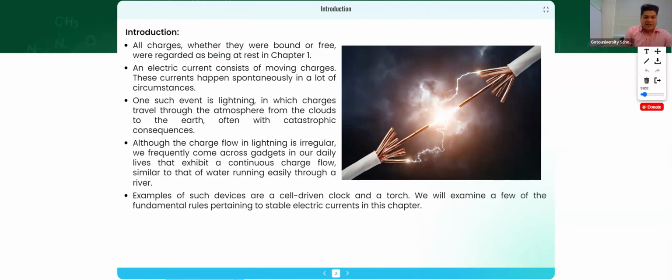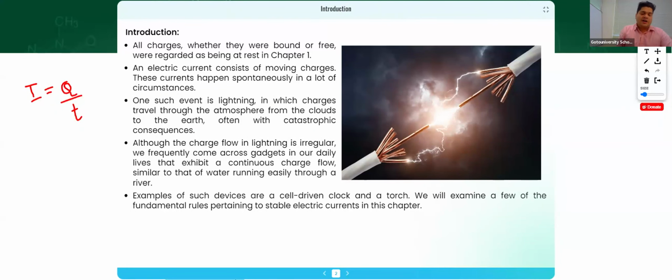So current is the rate of flow of charge per unit time, or you can say flow of charge per unit area is known as what? It is known as current. So current is the rate of flow of charge.